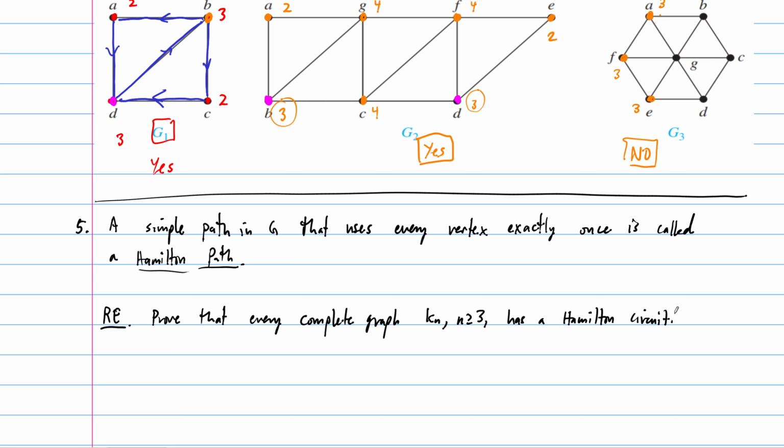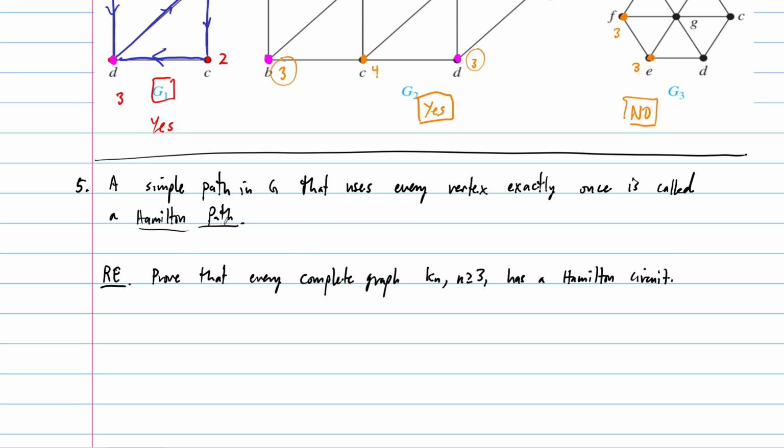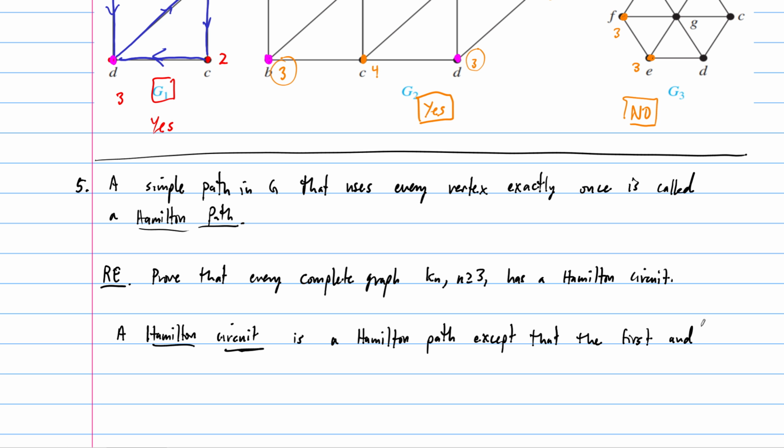So how can you have a Hamilton circuit, right? Well, we have to change the definition a little bit. In this case, a Hamilton circuit is a Hamilton path if you delete the last vertex, right? So it's a Hamilton path except that the first and last vertex coincide. All the other vertices happen only once. So the rest of them are only used once, right?